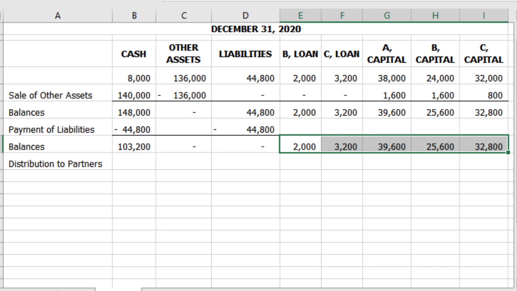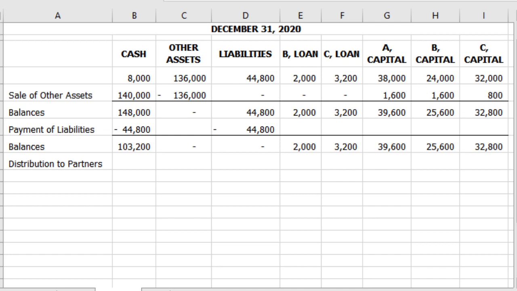So, to make sure na tama yung ating computation, dapat itong ating cash na 103,200 and our remaining accounts, dapat equal yan. So, dapat itong from B loan up to C capital, dapat ang total niyan is 103,200. So, after payment of liabilities, distribution na to partners.